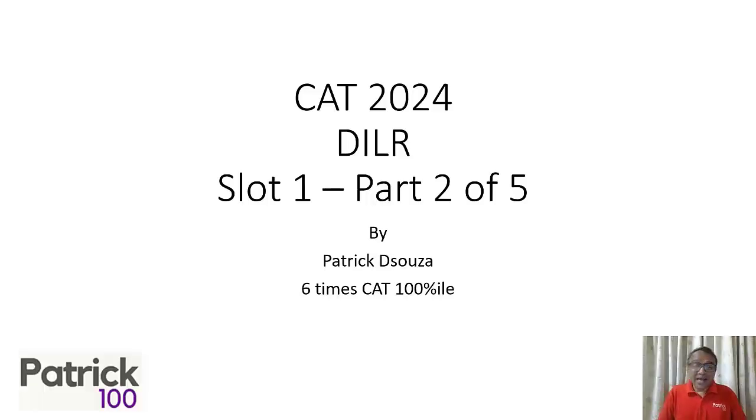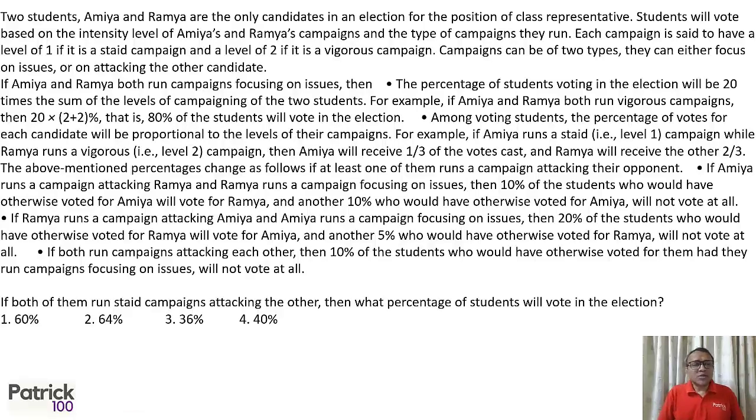CAT 2024 DILR set, slot 1 paper, second set in the 5 set series basically. And this particular set is about election. So 2 people going for election for a class representative, and they're given how many votes each one gets. So they're given 2 types of campaigning. One is the level 1 campaigning, one is the level 2 campaigning. Level 1 is the stately campaigning and level 2 is the vigorous campaigning.